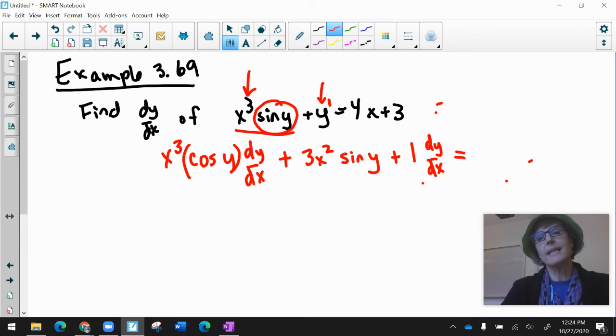The right-hand side is a lot easier. It looks more familiar to us. The derivative of 4x plus 3 is just going to be a 4.